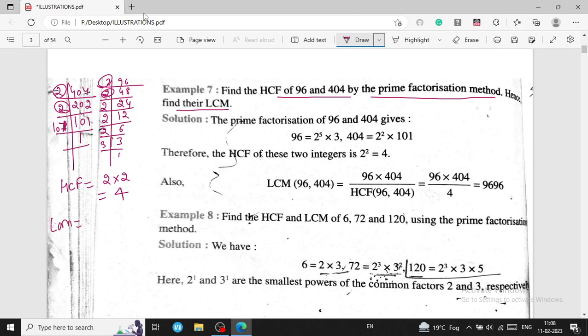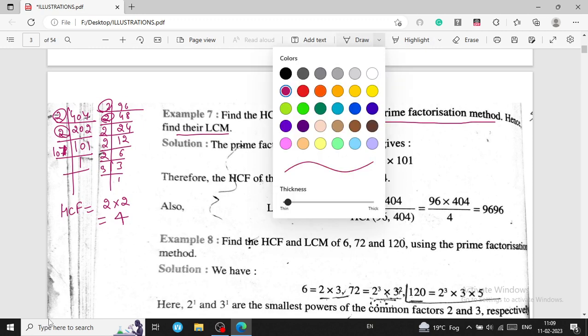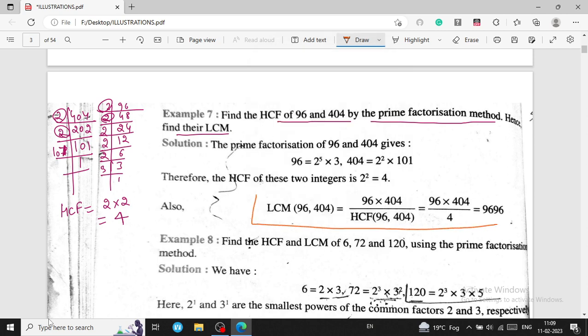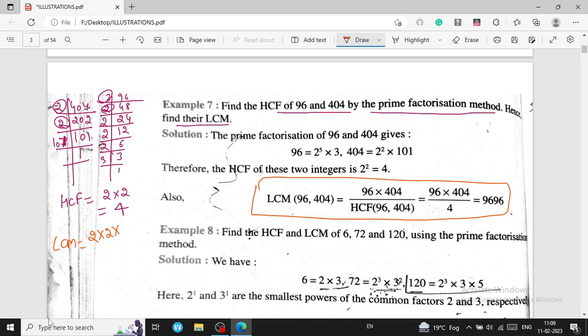Now you can find the LCM by this method. Either you can do it this way, or you can find it from here: those numbers which were taken common in the HCF will be written here, and the rest of the numbers which are not in the HCF will be taken here. 101, 2 multiply 2 multiply 2 multiply 2 multiply 3.